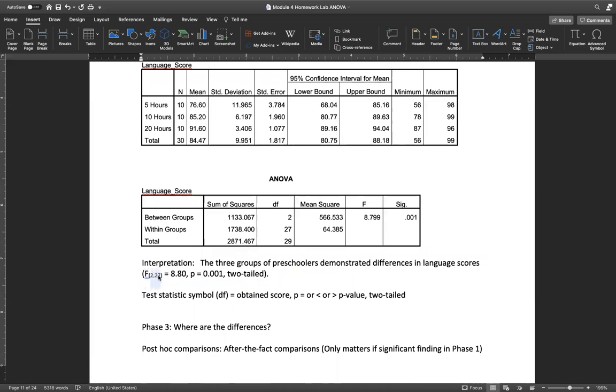These are my degrees of freedom. This is my obtained score. This is the significance level. And then it's two-tailed because my null was there's no difference, right? And this just tells you how to write it out. This is the words, and you replace them with the different numbers.